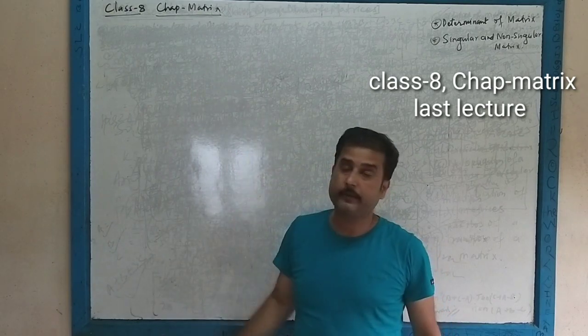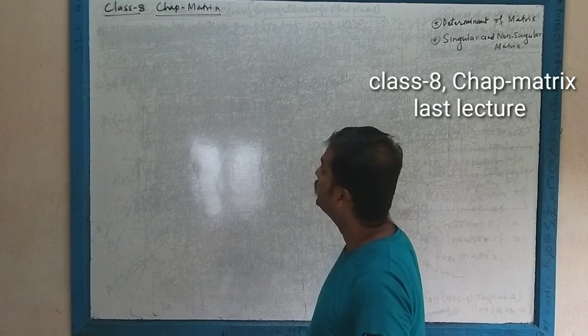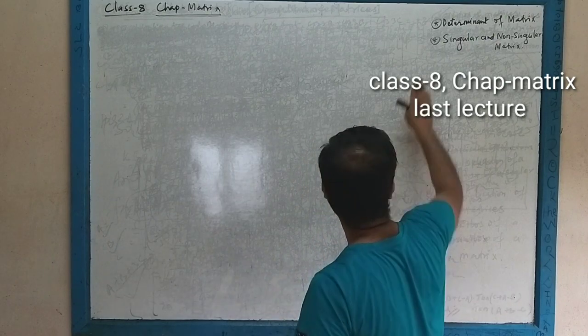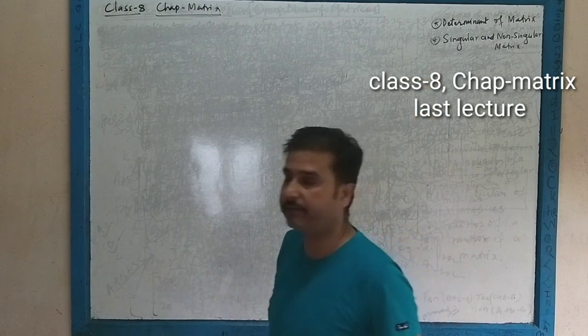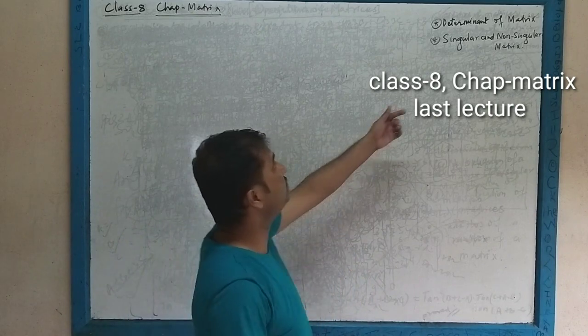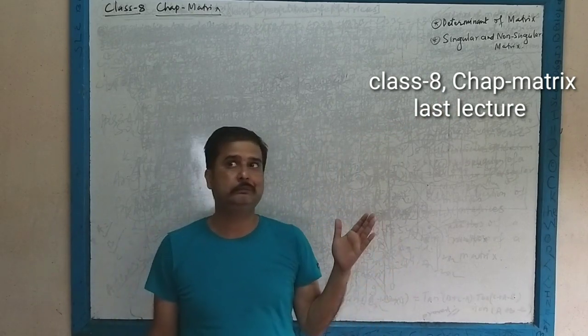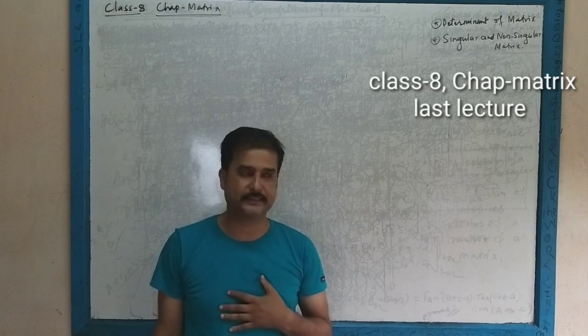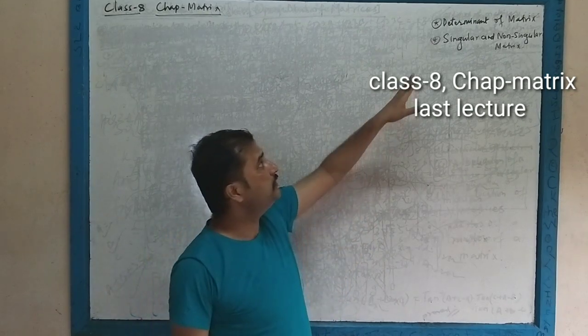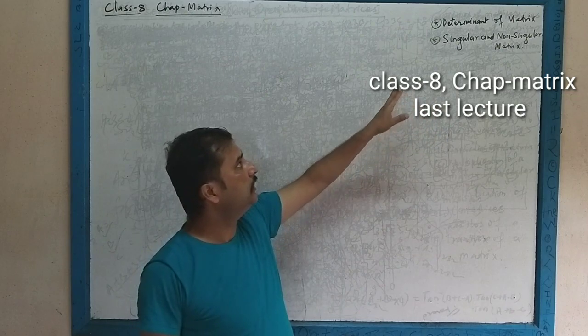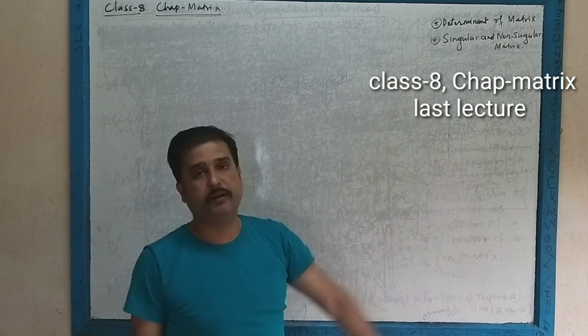We are on the chapter matrix. Today we start determinant of a matrix, singular and non-singular of a matrix. What we have studied up to now is multiplication of a matrix by a scalar. Today we start determinant of a matrix and singular and non-singular matrix.